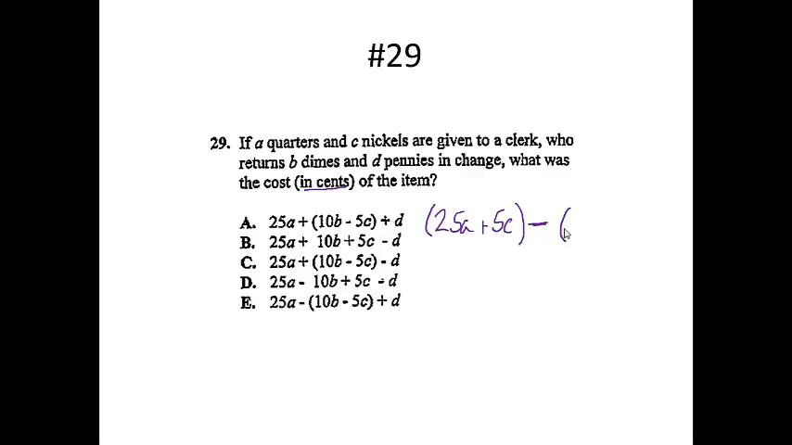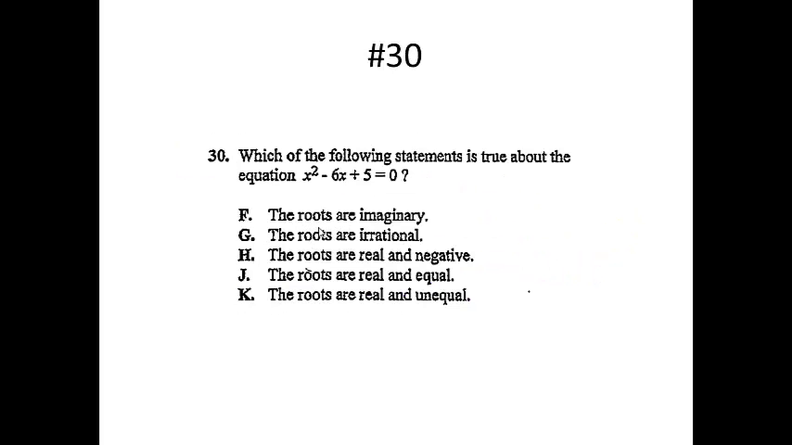So I'm going to subtract B dimes, so 10B, and 1D, because there's just one. Pennies are just worth a one. All right, and then from here I'm going to distribute. I'm going to get 25A plus 5C minus 10B minus 1D, and I think that answer is, just not in the same order, but it's right here, choice D. So there we go.